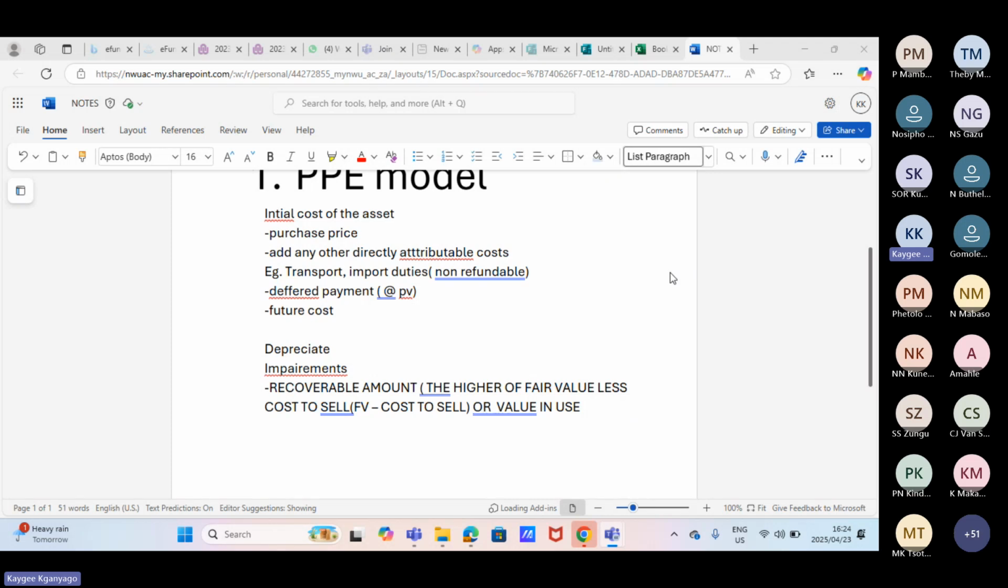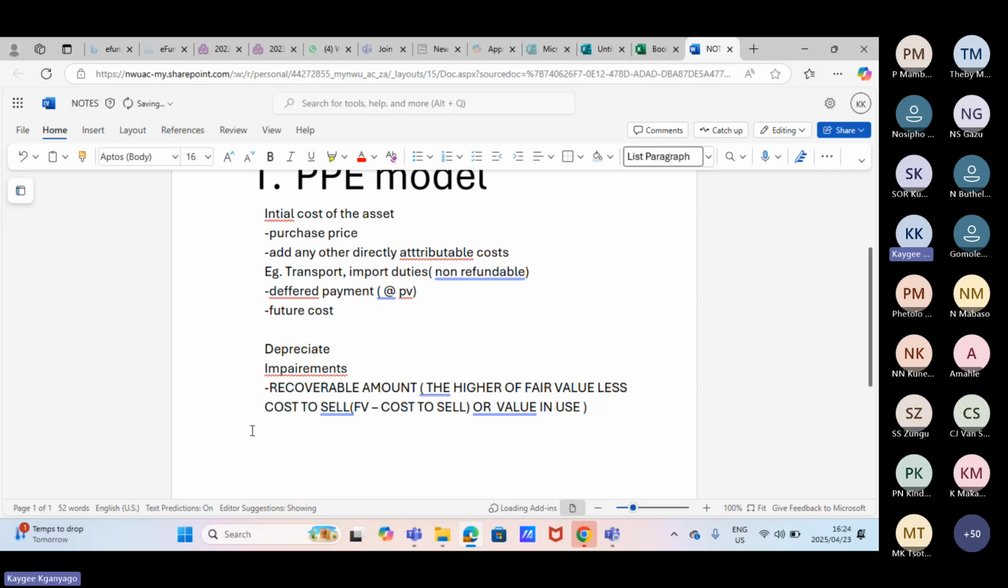I was saying the recoverable amount, you must always write it this way: the higher of fair value less cost to sell or the value in use. Ne? It has marks. The highest between the two, you must determine that as the recoverable amount. Are we together?